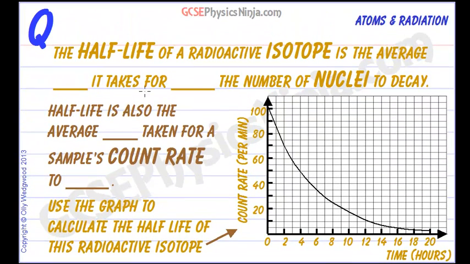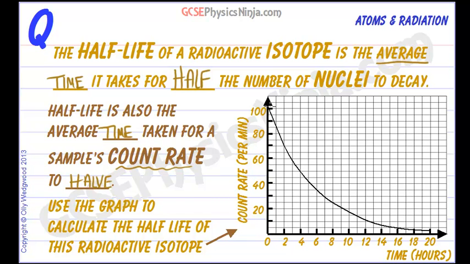So let's go to this flashcard to investigate the half-life of a material. The half-life of a radioactive isotope is the average time it takes for half the number of nuclei to decay, to become stable. And you can also measure half-life by the average time taken for a sample's count rate to halve. Similar idea.